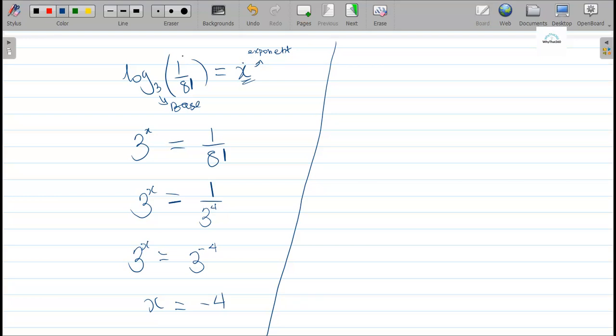Into log 125 to the base 5. Your friend is saying 5 is called the base, and 125 is the argument.